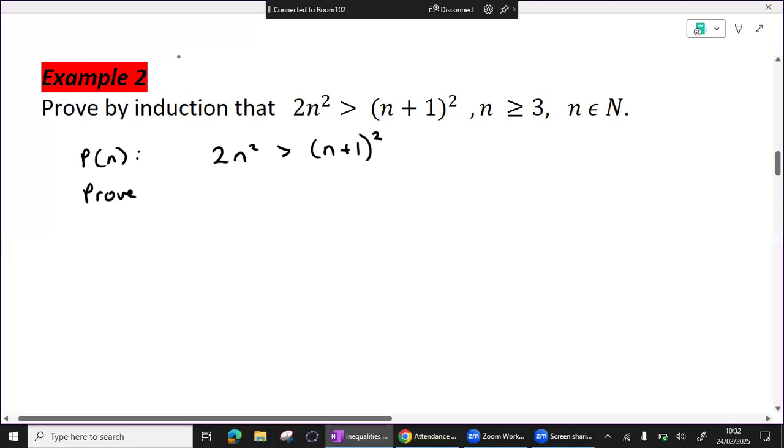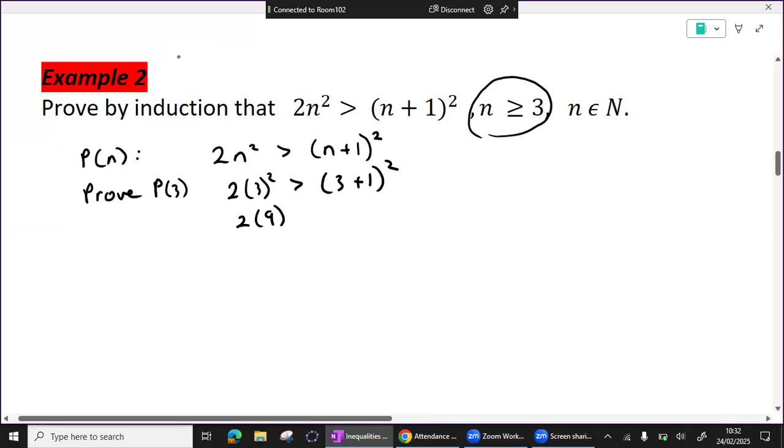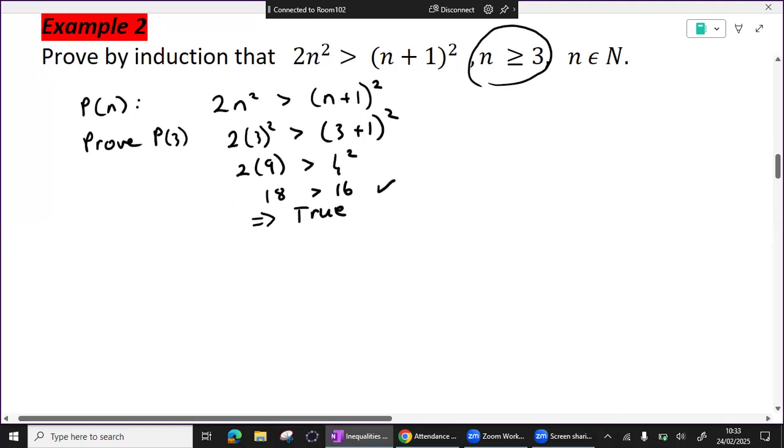We prove P1. Now, the reason I can't use 1 is because the condition says n has to be bigger than or equal to 3. You can choose any number you want, but I usually will go with the lowest one. So I'm going to go with 3. So let's fill in 3 and see if indeed this is true. So I do 3 squared is 9, and this becomes (3 plus 1) squared, which is 4 squared. So that's 18 is bigger than 16, tick, that is true. So it implies that that is definitely true. So we've done that step.